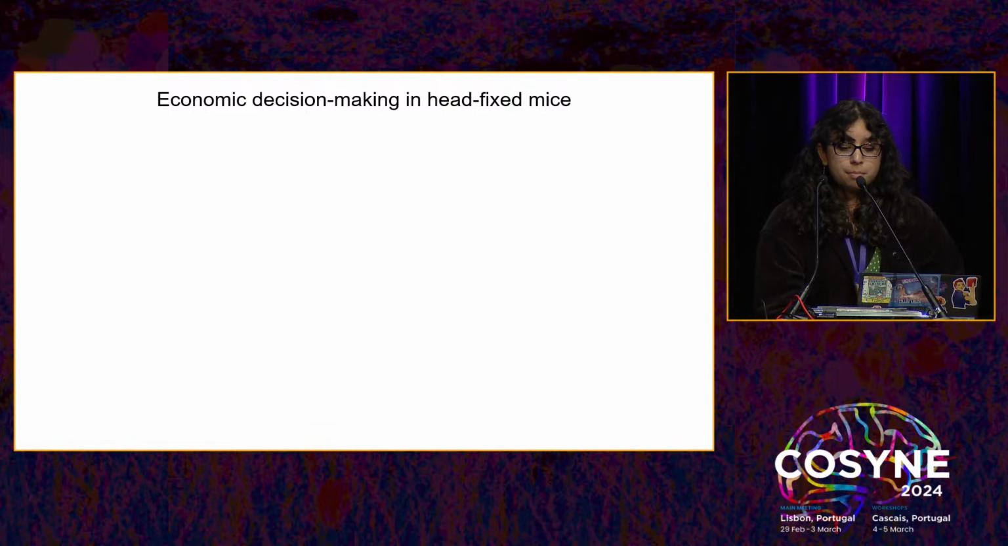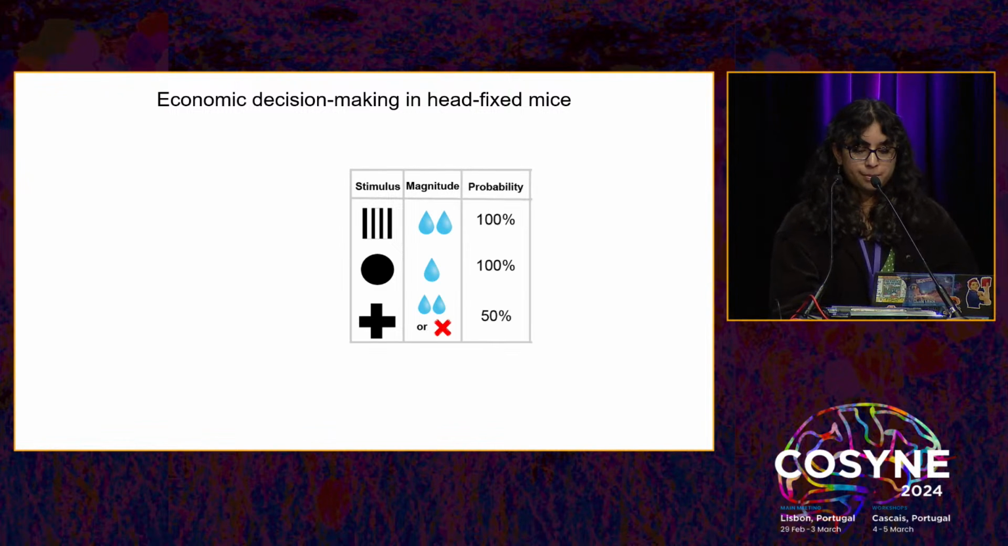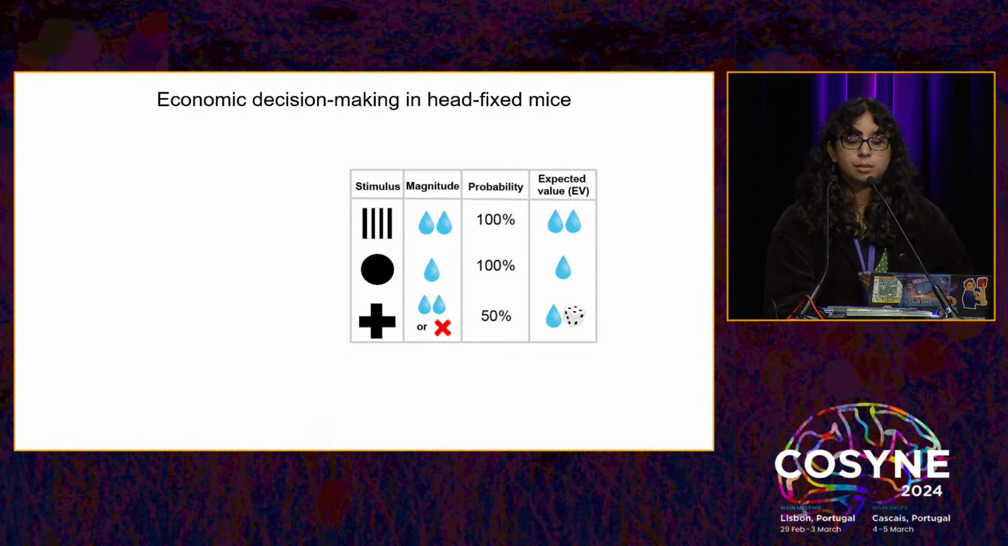In this task, mice were presented with 3 abstract visual stimuli predicting different magnitudes and probabilities of reward. One stimulus predicted a large reward delivered with 100% probability and thus signaled a guaranteed large reward. Likewise, a second stimulus predicted a small but guaranteed reward and thus yielded a smaller expected value.